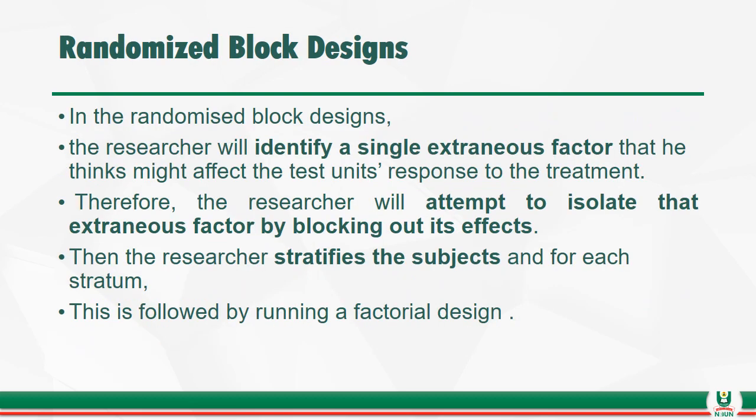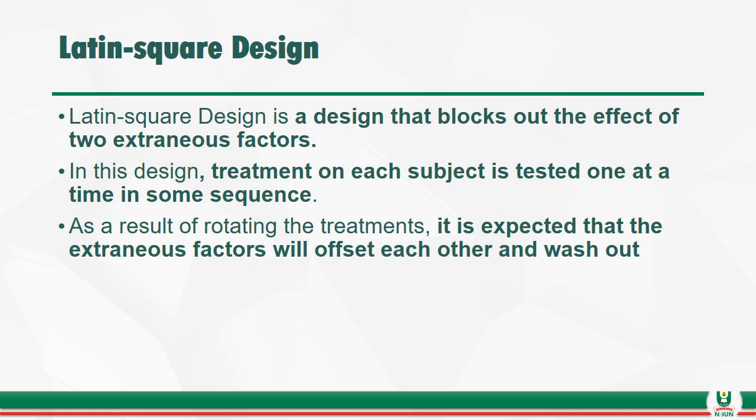Randomization block designs. In the randomization block designs, the researcher will identify a single extraneous variable that he thinks might affect the test unit's response to the treatment. Therefore, the researcher will attempt to isolate that extraneous factor by blocking out its effects. Then the researcher stratifies the subjects, and for each stratum, this is followed by design.